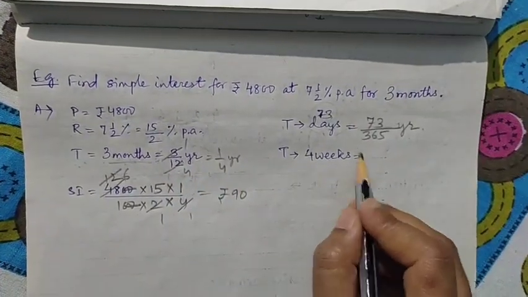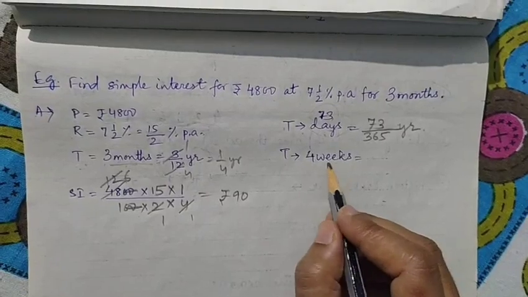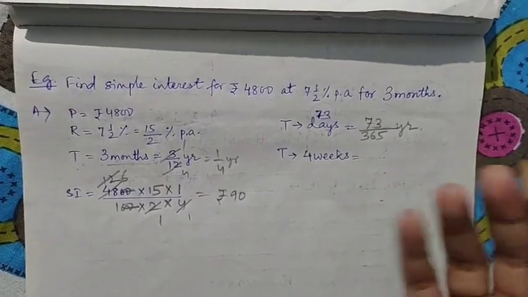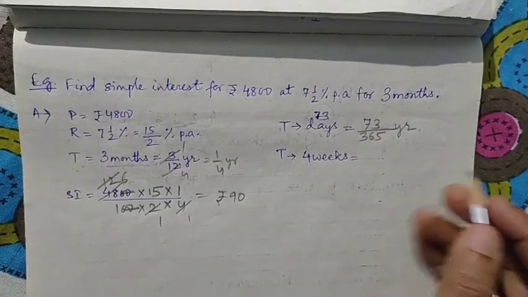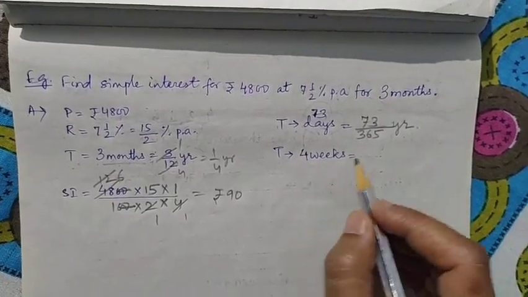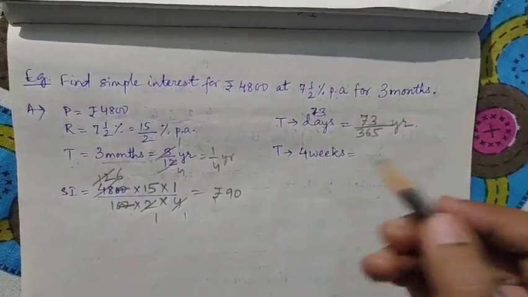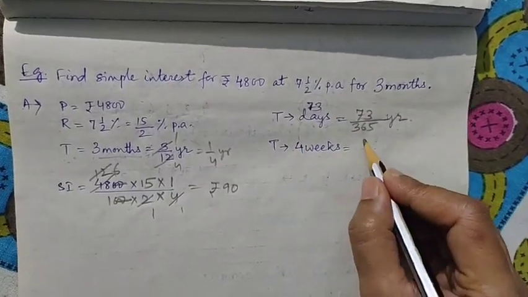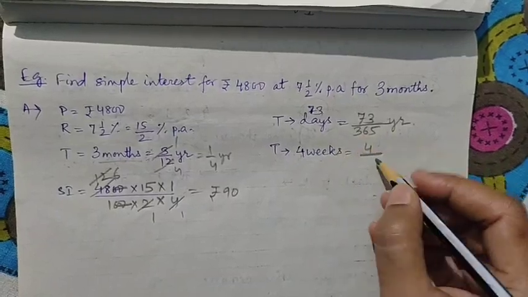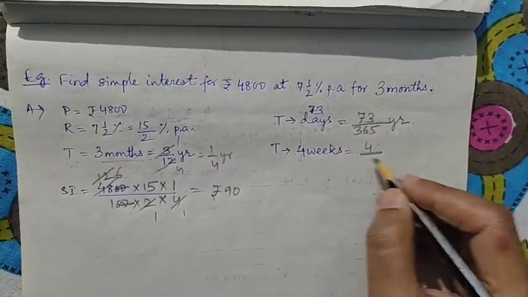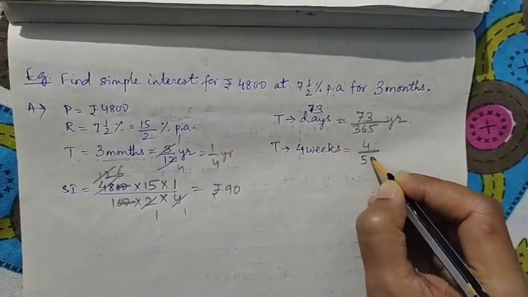Similarly, if the time is in weeks, you have to convert into year. So think, how many weeks are there in one year? In 1 year there are 52 weeks. So to convert weeks into year, you have to divide the number by 52. So 4 weeks, if it is given 4, then you have to convert into year by dividing with 52.